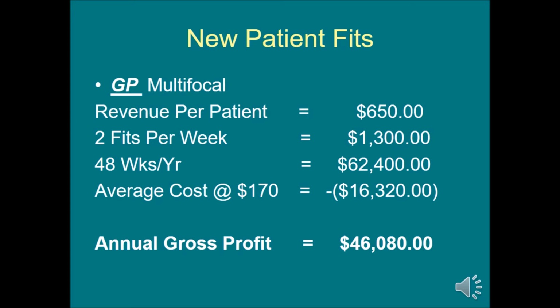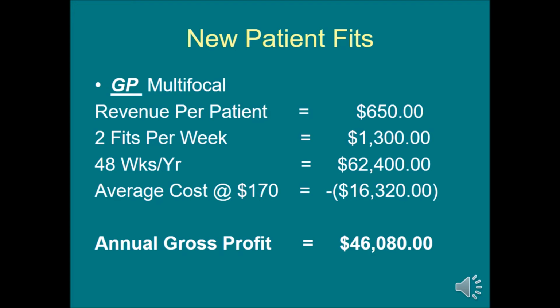And so you end up with $650 times 2. You fit 2 patients a week. You did that for 48 weeks. There's your cost of goods sold at $170 a pair. Okay, they cost you more. So there's $16,320 that cost you in your cost of goods sold. So your gross profit is $46,080.